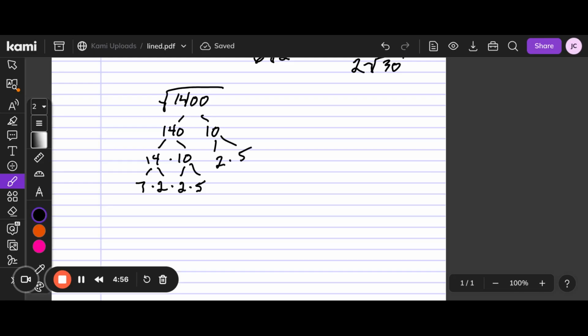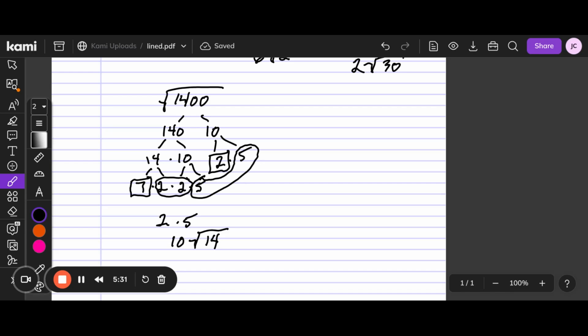Okay, then all I've got to do is find my pairs. I've got a pair of 2s here. I've got a pair of 5s. And then left over under the radical is going to be the remaining 2 and the 7. So this is going to be 10 radical 14. Very interesting.